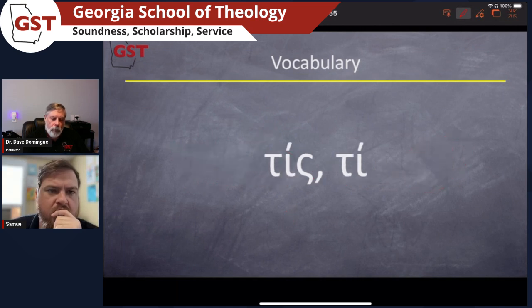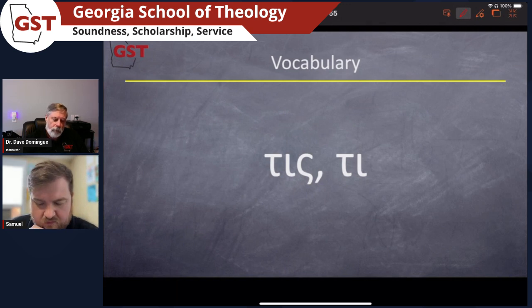So tis or ti would be the genitive form. Since it has that, it's accusative. This is interrogative. So it's who, what, which. Not so much which, I don't think. I don't know, it could be, but I haven't looked at it. Well, which is part of it. I just looked at it. It is which. All right, tis or ti without the accent mark.